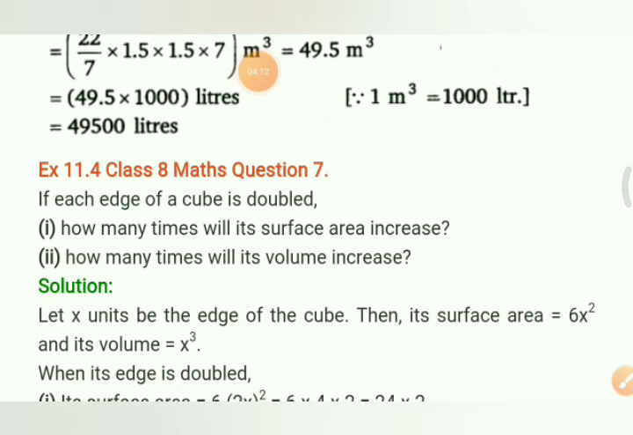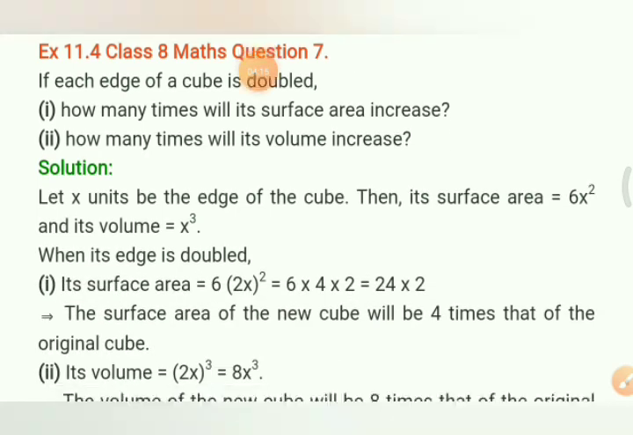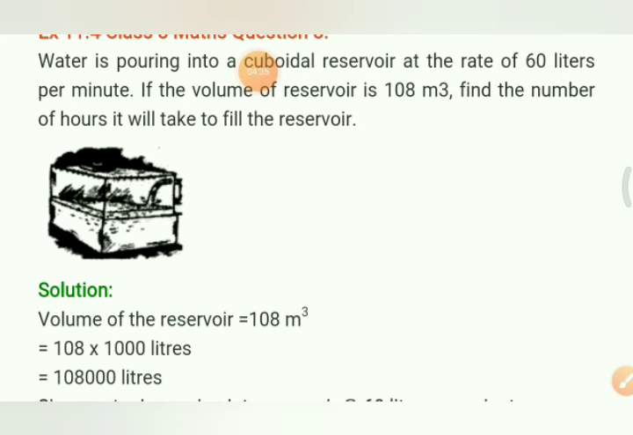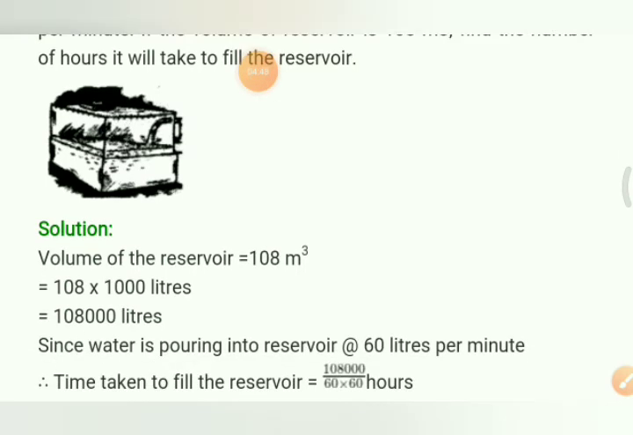Now let's see question number 8, the last one of this chapter. Water is pouring into a cuboidal reservoir at the rate of 60 liters per minute. If the volume of reservoir is 108 meter cube, find the number of hours it will take to fill the reservoir. So, volume of reservoir is given, 108 meter cube. Now you know that 1 meter cube has capacity to hold 1000 liters. So 108 into 1000 is 1,08,000 liters.